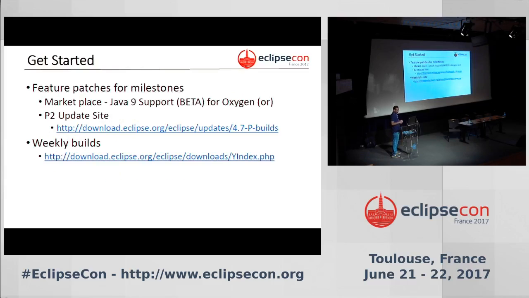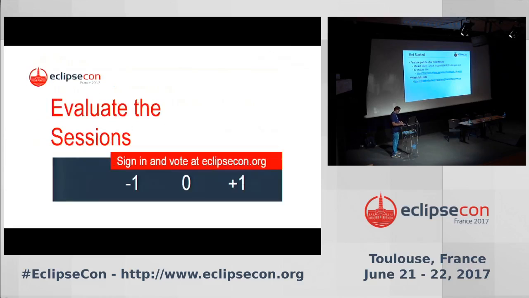So if you really want to try out creating modules and all that, you have two options. One, you could take our feature patch, which is based on Oxygen, or you can take the same one for the marketplace as well. Or we have the weekly builds, which is the one I'm using. The whole SDK is built from the branch I mentioned earlier. So you could use one of these options and get started.